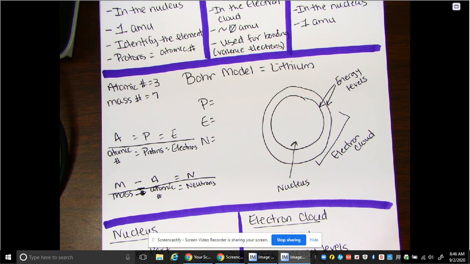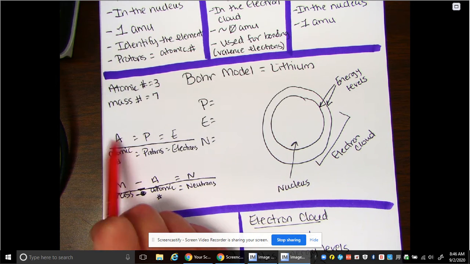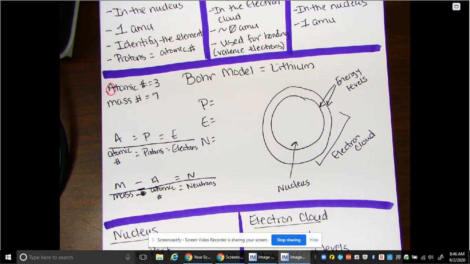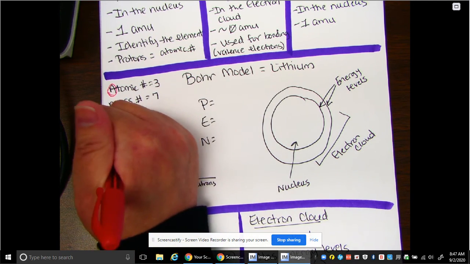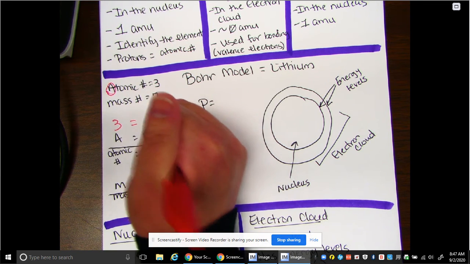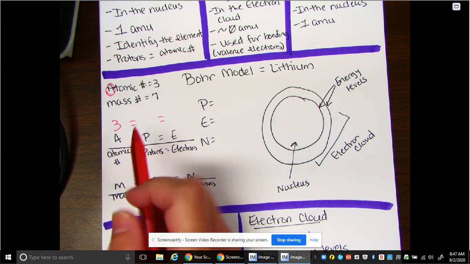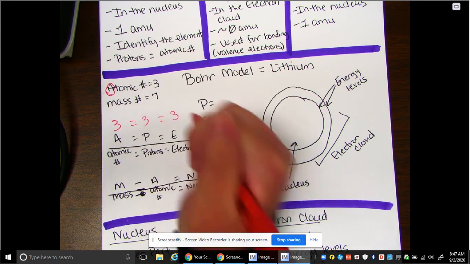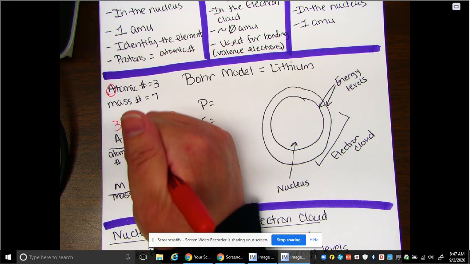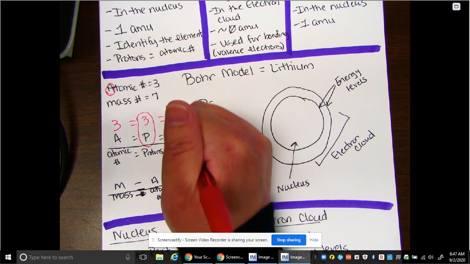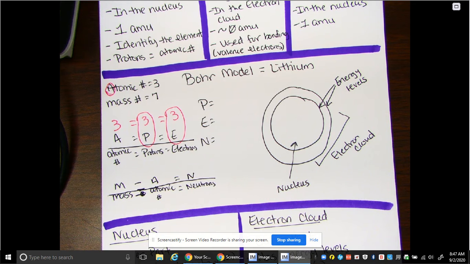my Bohr model. So I take my atomic number. Here's my atomic number, right? My atomic number is 3. So I have 3. And I've got equal signs. Well, 3 doesn't equal 420. 3 equals 3 equals 3. That means I have 3 protons and 3 electrons because they always equal the atomic number.